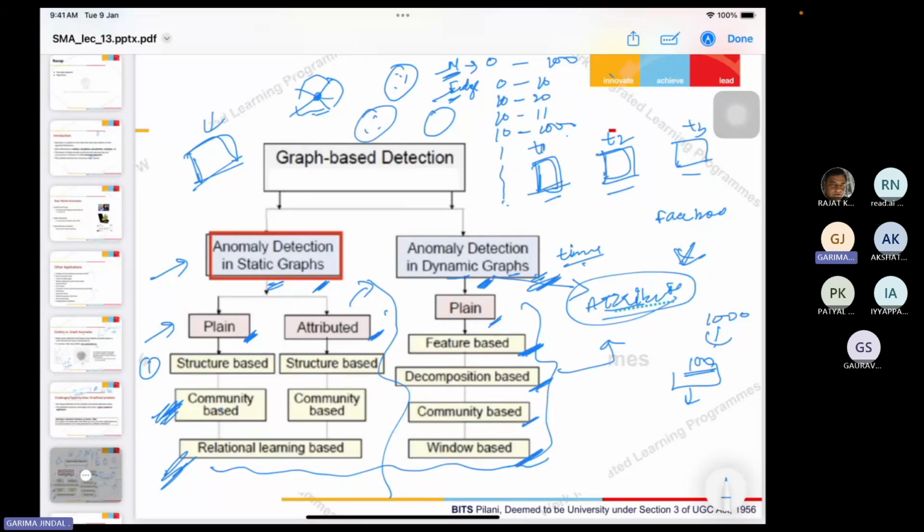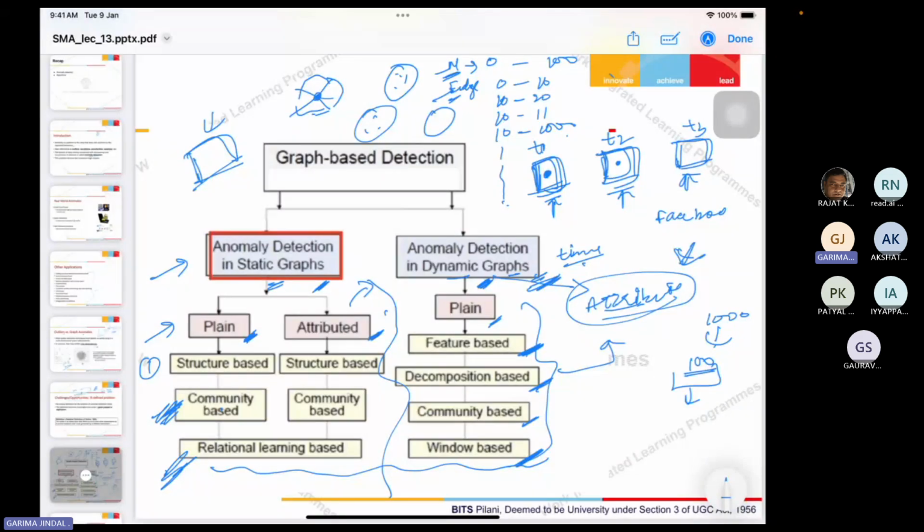Then we also have another variant in the dynamic graphs, and that is window based. So what is window based? As I have explained, in dynamic graphs we have these different snapshots, T1, T2, T3, and so on. So these are the windows. You might want to know that in this particular window, this particular node had so-and-so attribute values, and in this other window these attributes have drastically changed, so maybe this particular node is an anomaly.